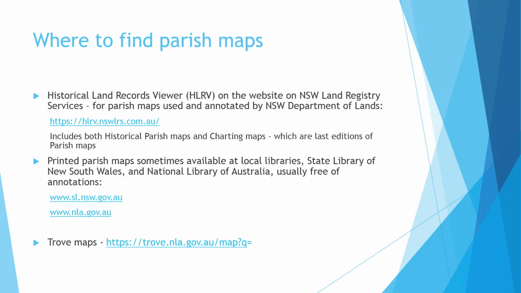Sometimes you can get printed parish maps at local libraries, State Library of New South Wales or the National Library of Australia. And these are usually nice and clear, quite blank, because they don't have all the annotations that the Department of Lands put on them. And also try Trove maps.